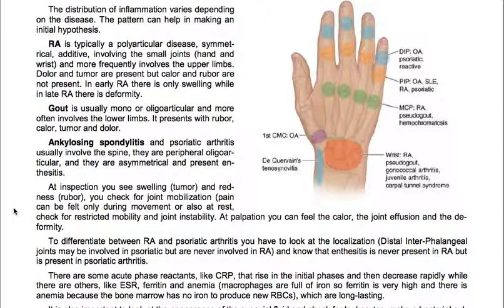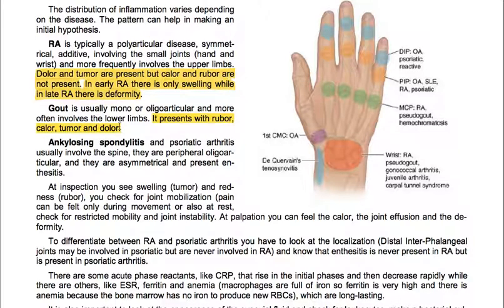Rheumatoid arthritis is typically a polyarticular disease, symmetrical, additive, involving the small joints, and more frequently involves the upper limbs. Dolor and tumor are present, but calor and rubor are not present. In early rheumatoid arthritis, there is only swelling, while in late rheumatoid arthritis, there is deformity. Gout is usually mono or oligoarticular and more often involves the lower limbs. It presents with rubor, calor, dolor, and tumor.